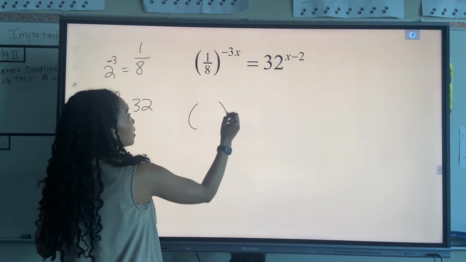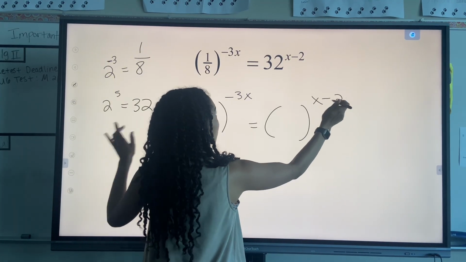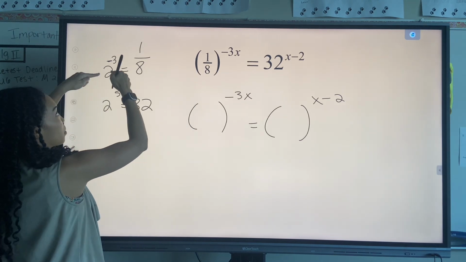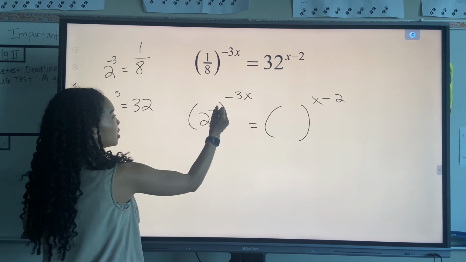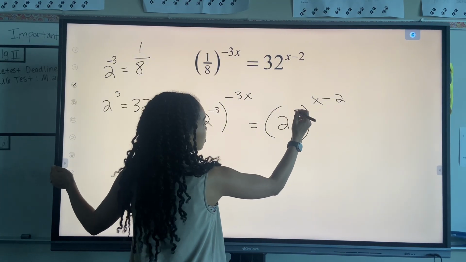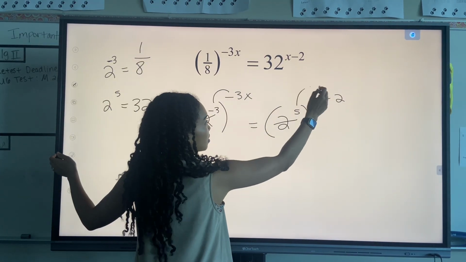So I can rewrite this problem. The exponents will stay the same, but this base, 1 over 8, can be written as 2 to the negative 3, and 32 can be written as 2 to the 5th power. So now your bases match. So now you just multiply these together and multiply these together.